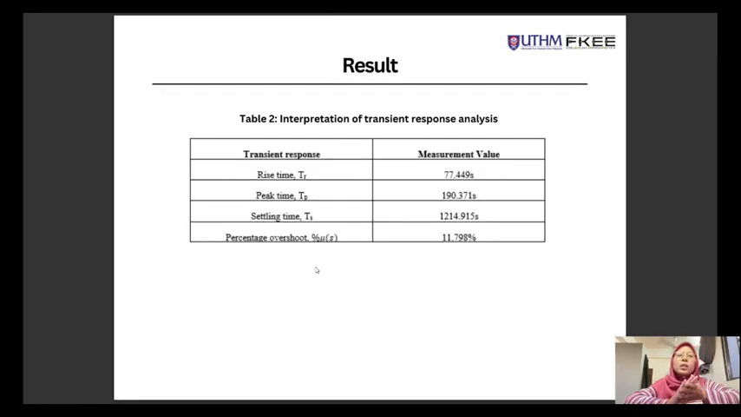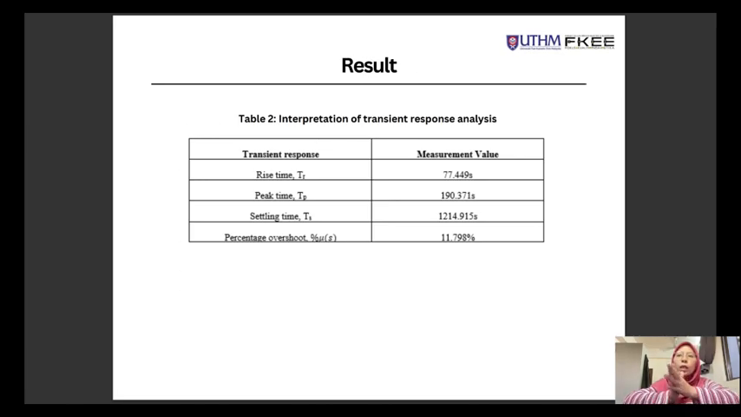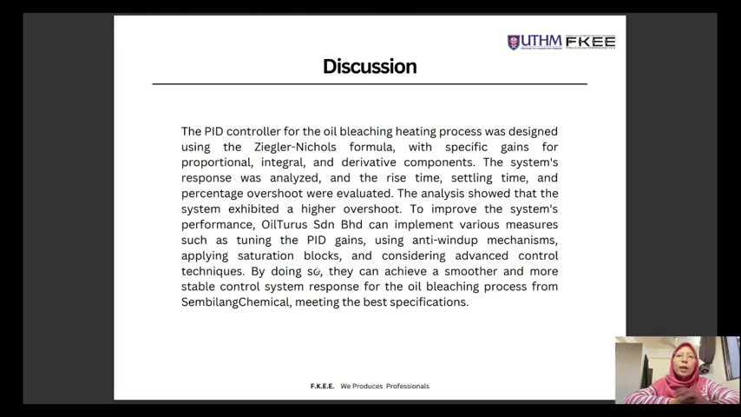So next is what we can get based on the MATLAB. We could get the transient response, which is the rise time is 77.449, and the peak time is 190.371, and the settling time is 1214.915 seconds, and the percentage of the overshoot is 11.798%.